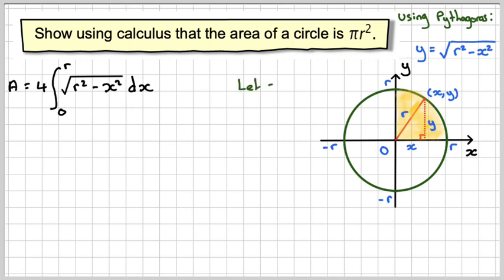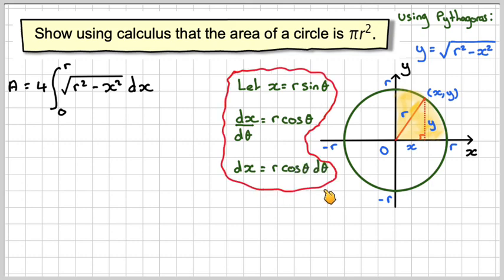So we let x be equal to r sine theta, and then with integration by substitution, we normally differentiate that, so we get that dx d theta is r cos theta, r just being a constant, and the differential of sine is cos. Then we rearrange this for dx. We're going to get that dx is going to be equal to r cos theta d theta.